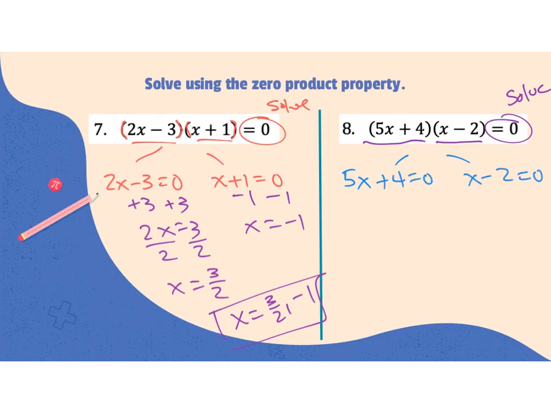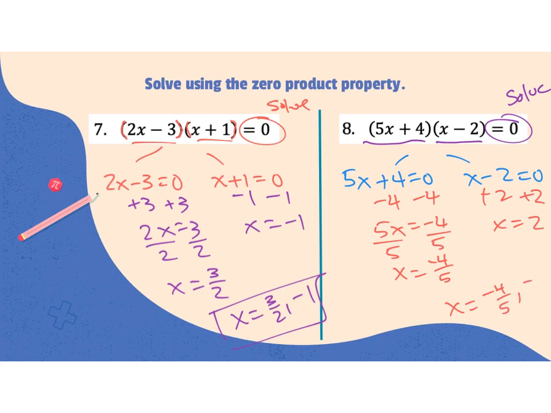So I've got 5x plus 4 equals 0 and x minus 2 equals 0. On the left, I'll start over there. I'm going to subtract 4. I get 5x equals negative 4. Divide by 5. And again, negative 4/5 doesn't reduce very well. So I'm just going to leave it like that. Over here, add your 2. And I get x equals 0 plus 2, which is 2. So my solutions are negative 4/5 and positive 2.